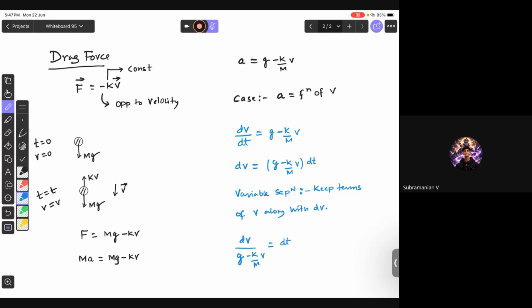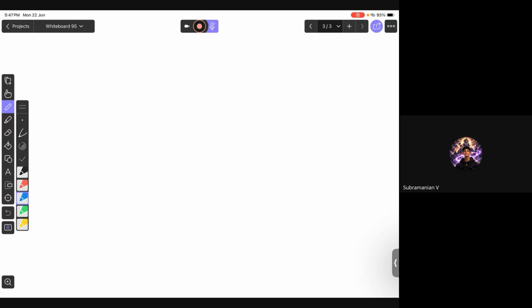Then we integrate both sides with proper limits. At t equals 0, velocity v equals 0. At time t, suppose the velocity is v. Integration of this gave us v equal to mg by k into 1 minus e to the power minus kt by m.